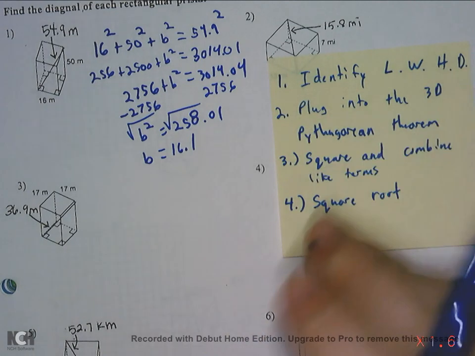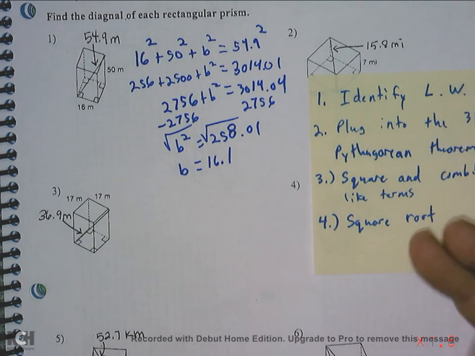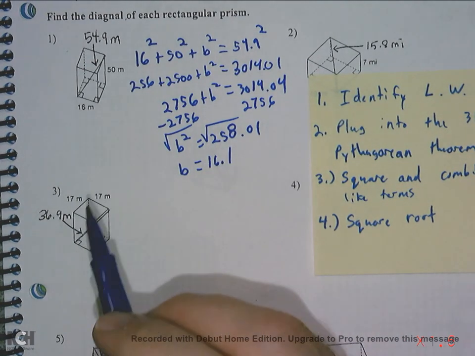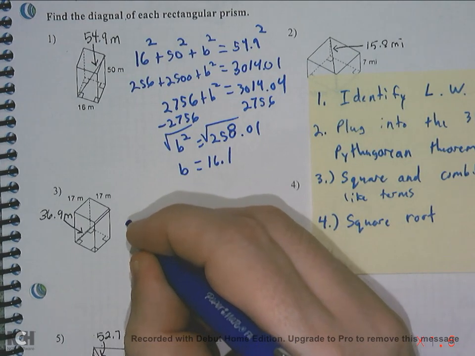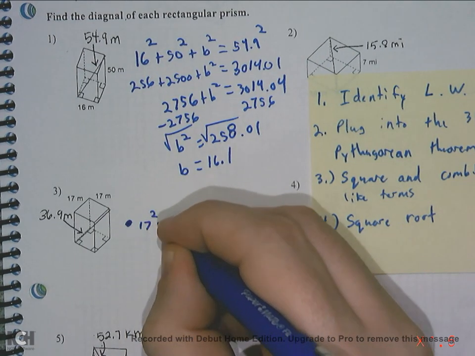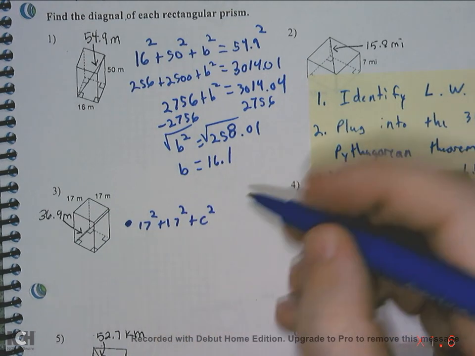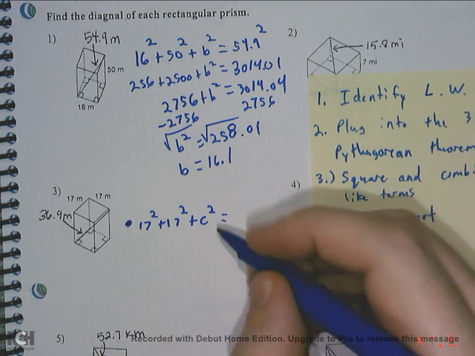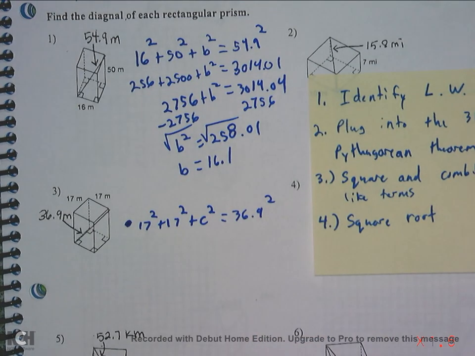Okay, let me do one more. So looking at this one, again, first step, identify the things that I know and plug it into my Pythagorean theorem. So I know a length and a width, so I know A squared and B squared, so it's going to be 17 squared plus 17 squared. I don't know the height, which I call C, and then 36.9 squared would be the diagonal. Okay? And then square those numbers.